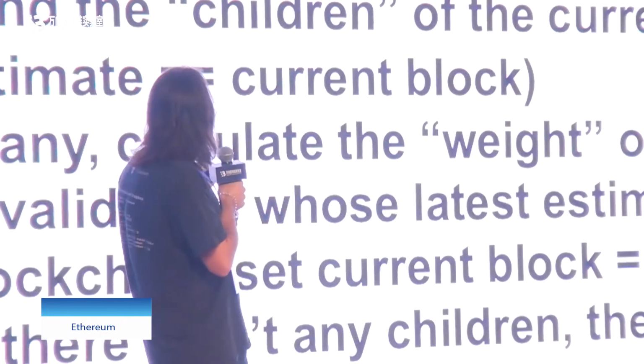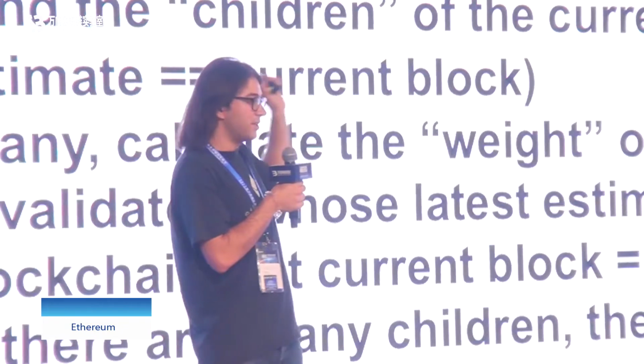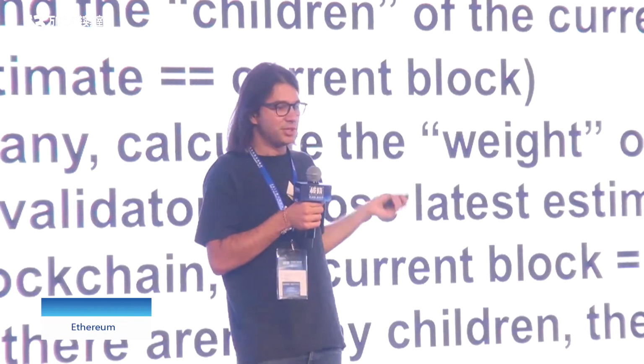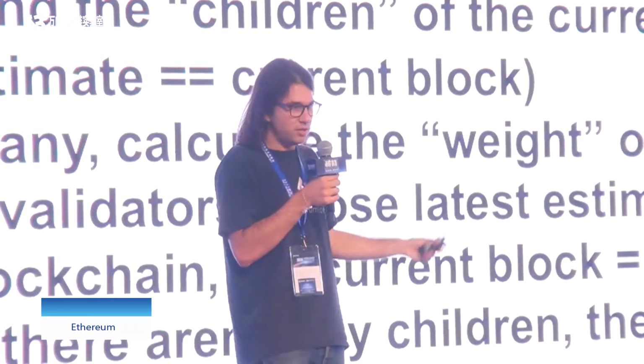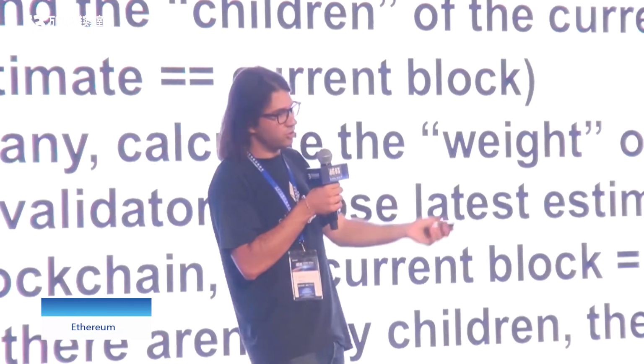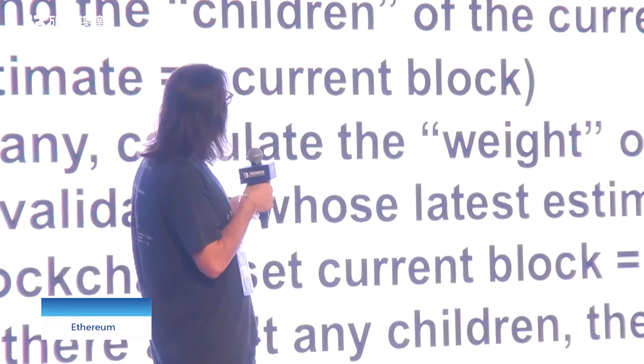Here we go, and we have a fork-choice rule. It's called the greedy heaviest observed subtree. Basically, we start at the last finalized block, and we pick the child of that block which has the most weight. Then we pick the child of that block which has the most weight, and so on.